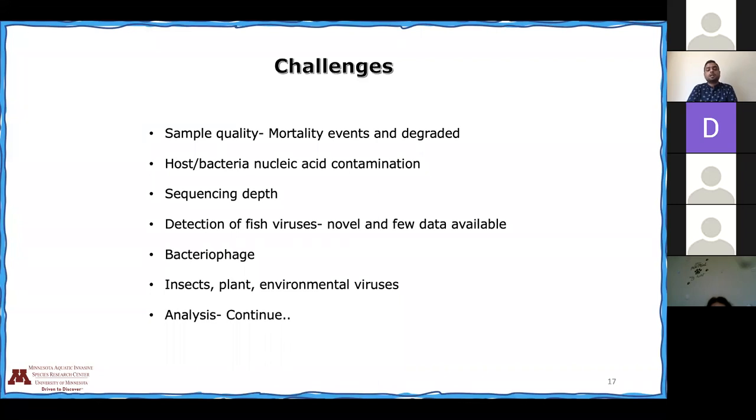Another challenge is insect, plant, or environmental viruses. We cannot really figure out whether a sequence belongs to those insects or plants, or whether it is really a divergent fish virus, because there are no reports on these fish viruses. The next challenge is the huge amount of data. Analysis is still going on, and we will be updating all of you on our results.